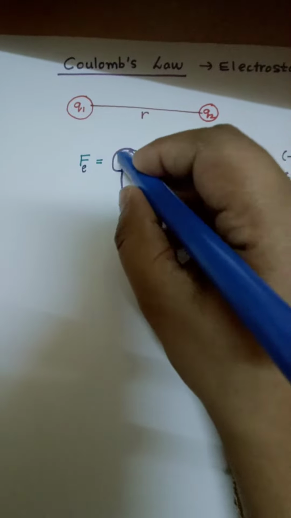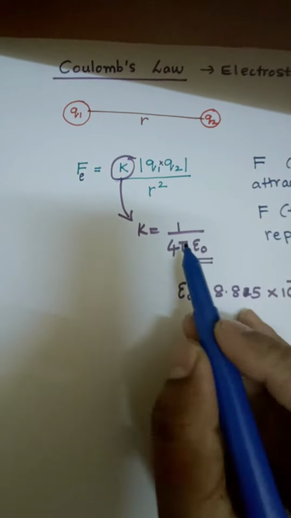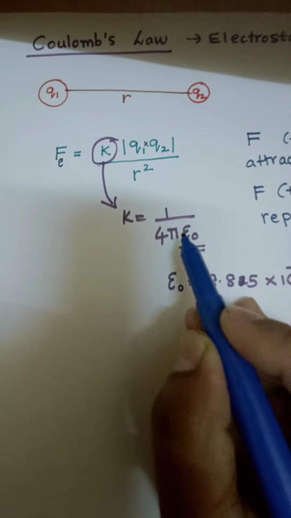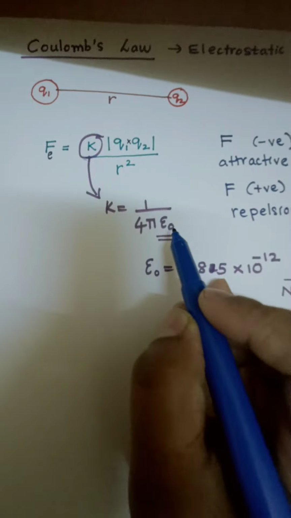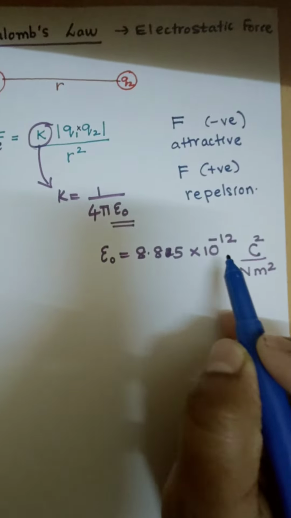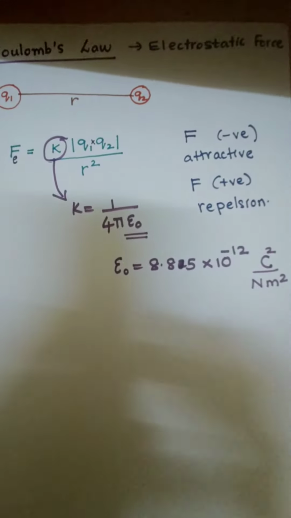Now, this K is called Coulomb's constant. It is equal to 1 by 4 pi epsilon 0, where epsilon 0 is called the permittivity of free space. Its value is 8.85 times 10 to the power minus 12 Coulomb square divided by Newton meter square.